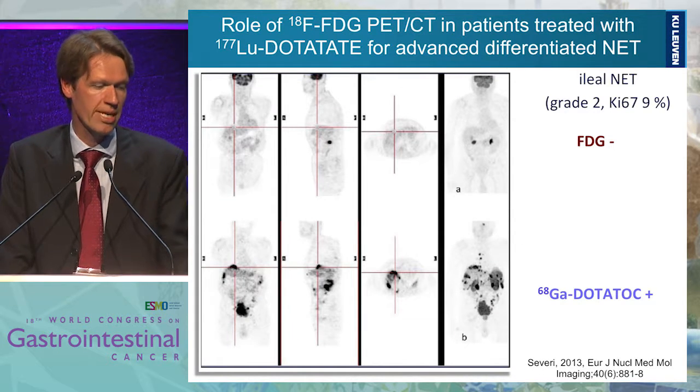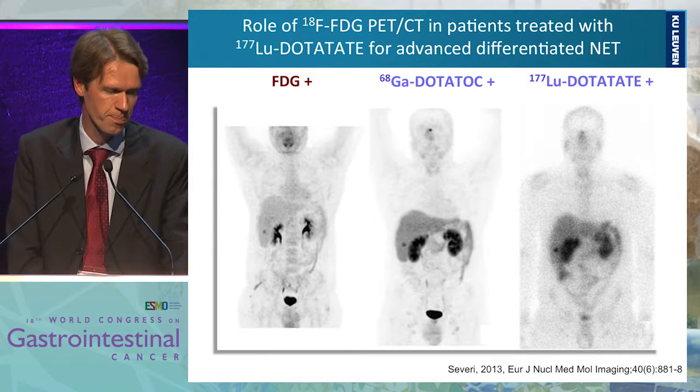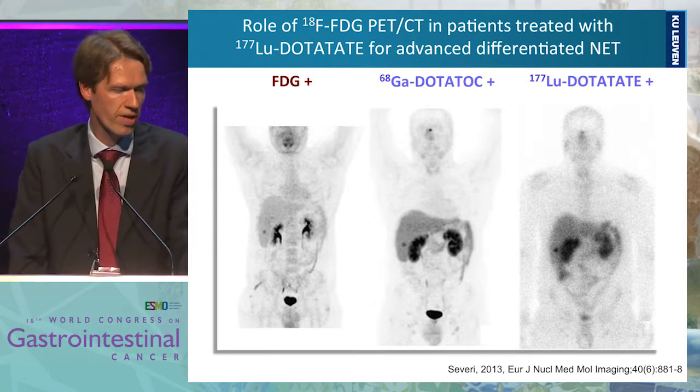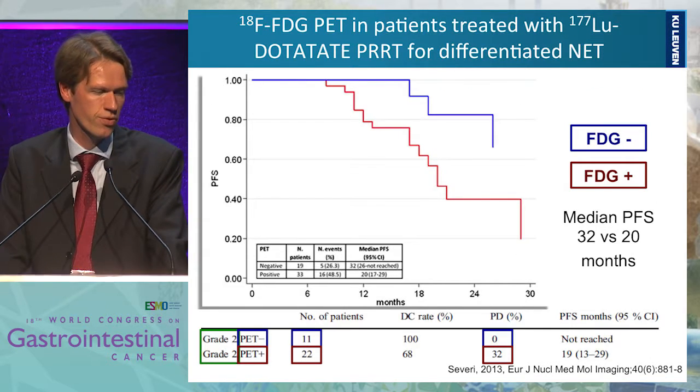This is an example of a metastatic patient, clearly positive on DOTATATE, negative on FDG. This is a patient positive on FDG and positive on DOTATATE and also positive after treatment.